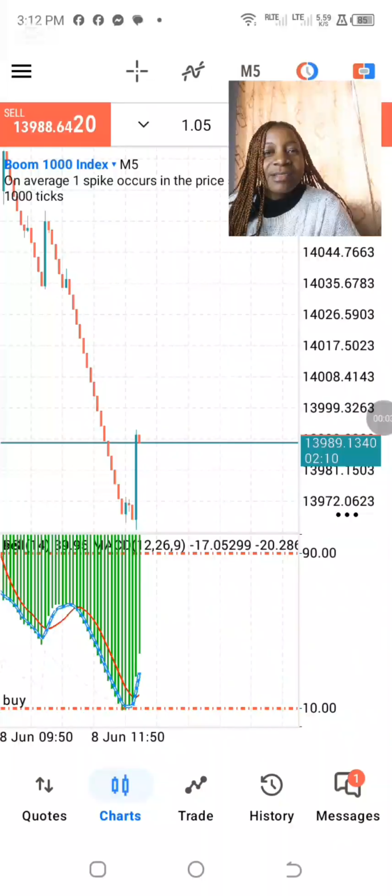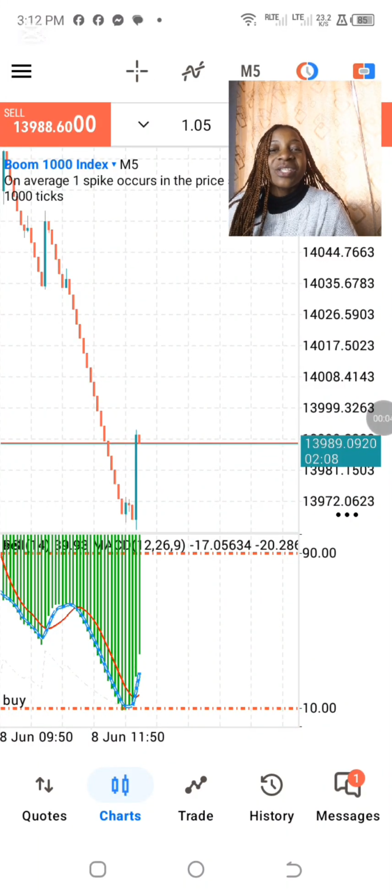I love this strategy because it allows us to catch spikes on 5 minutes time frame, meaning we'll be catching multiple spikes. We are not just catching one spike then we exit. We will be catching multiple spikes.